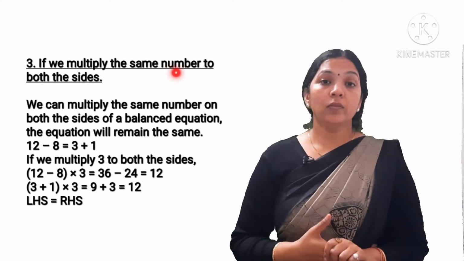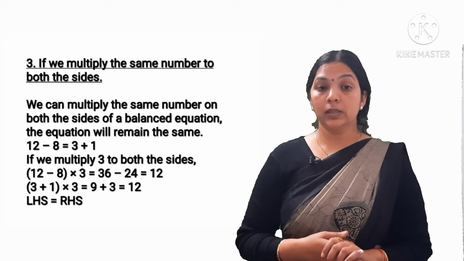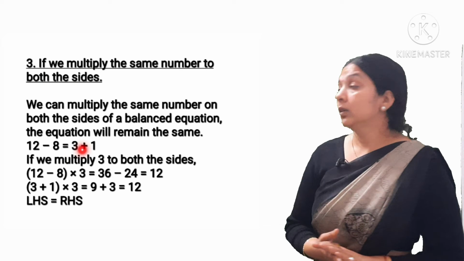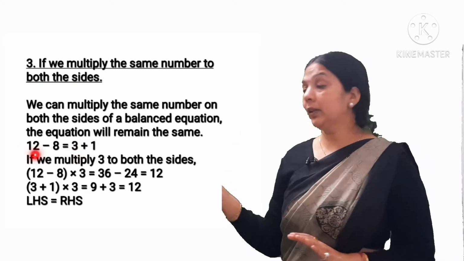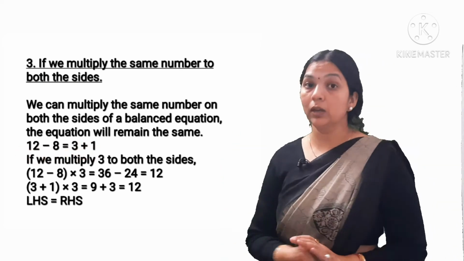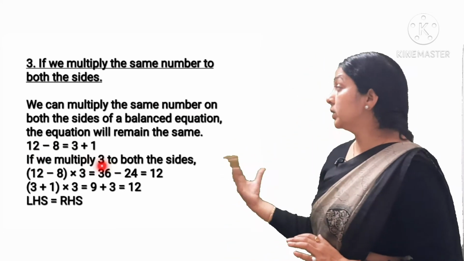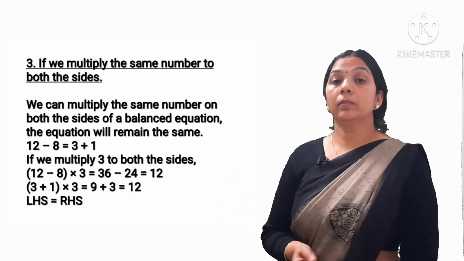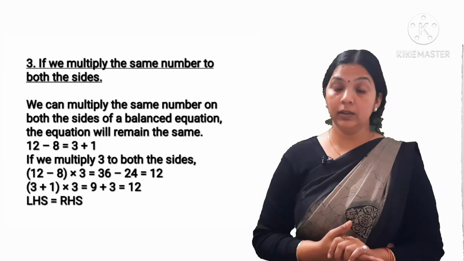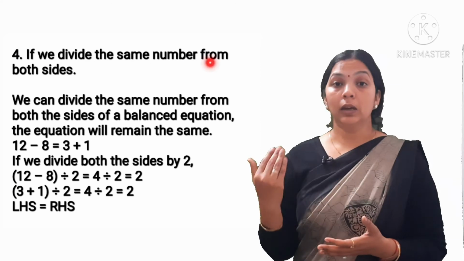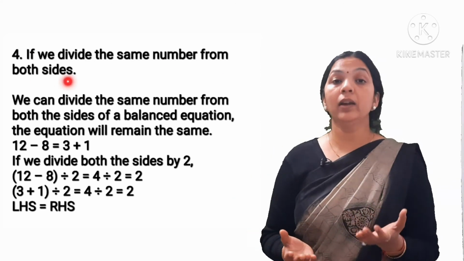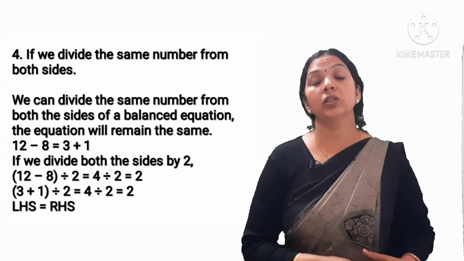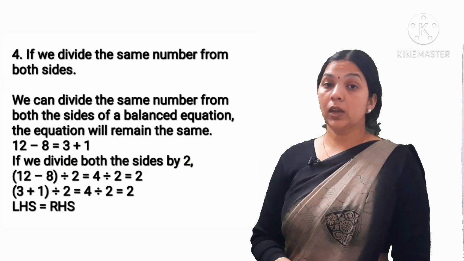The next is, if we multiply the same number on both hand sides, the equation remains same. So again, taking the same example, that is 12 minus 8 is equal to 3 plus 1, we can see that if we multiply both the sides with 3, then also the equation remains same. Similarly, if we divide the equation by any number, that means if we divide the same number on both hand sides, like LHS as well as RHS, then also the equation remains same.